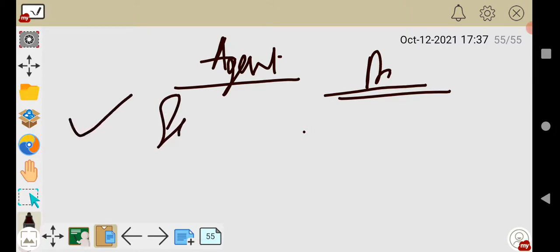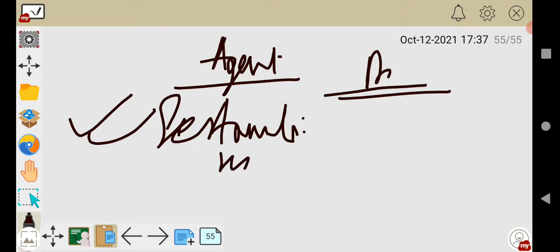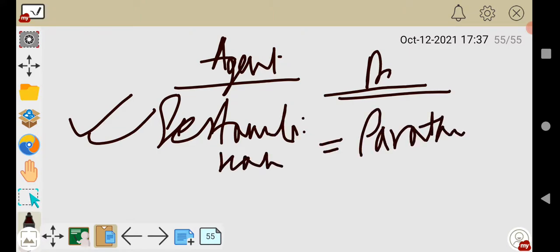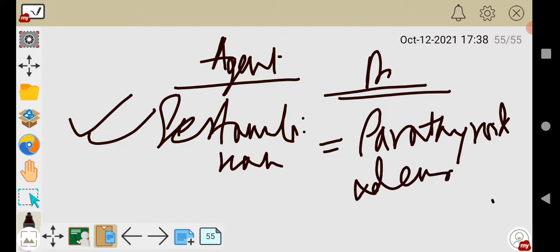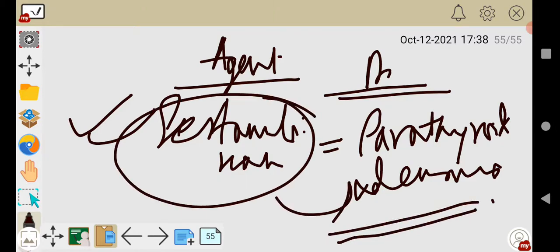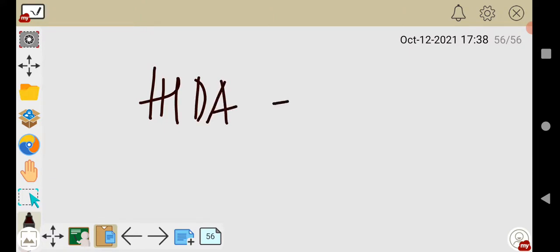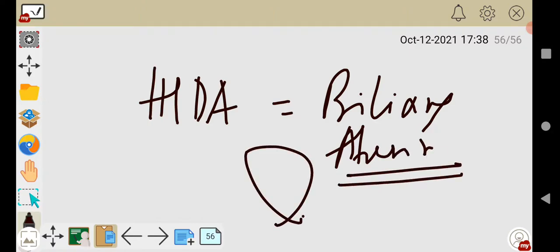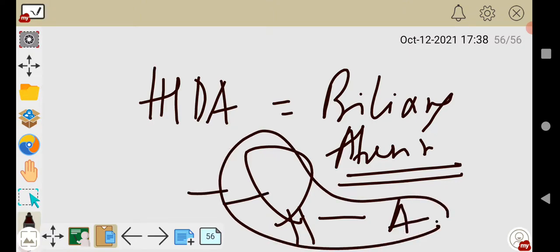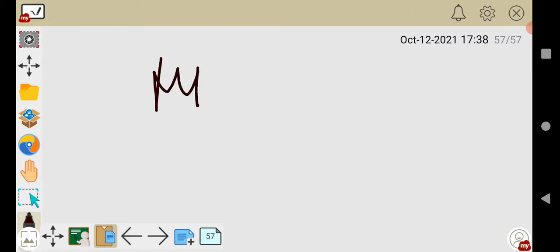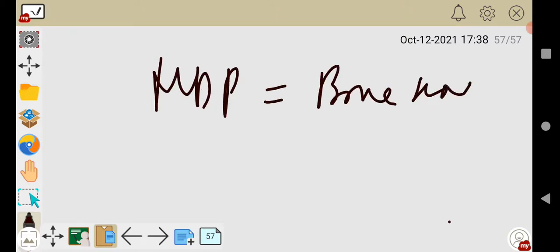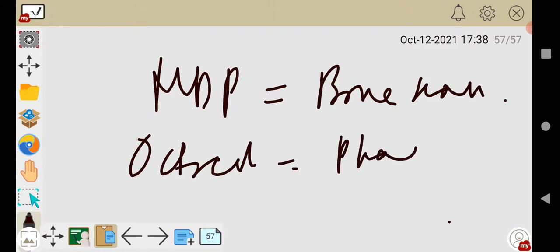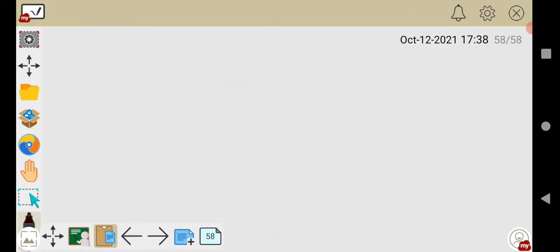Right, so this is important. This has been asked. Sestamibi scan for parathyroid adenoma. I hope by the time you know this, guys, sestamibi scan is for parathyroid adenoma, correct? HIDA scan is for biliary atresia. If you cannot see this gallbladder, that means it is acute cholestasis. Anyway, so just remember, HIDA scan for biliary atresia. MDP is for bone scan, right? And then octreotide scan is for pheo. Thallium scan for MI. Okay, that's important.